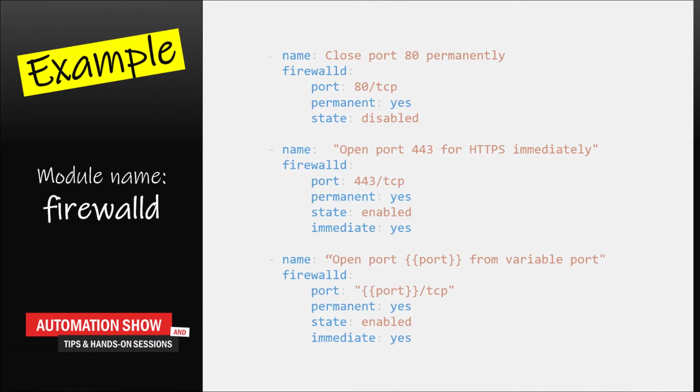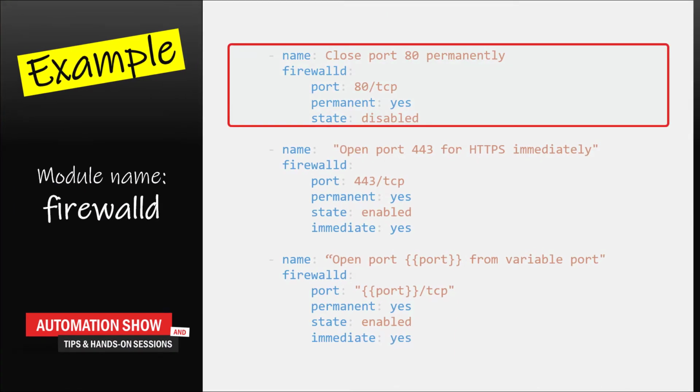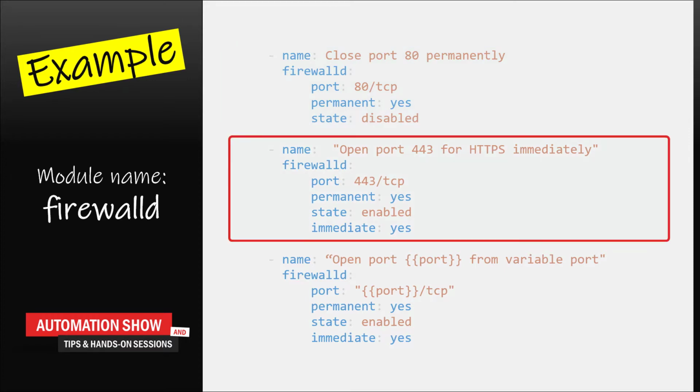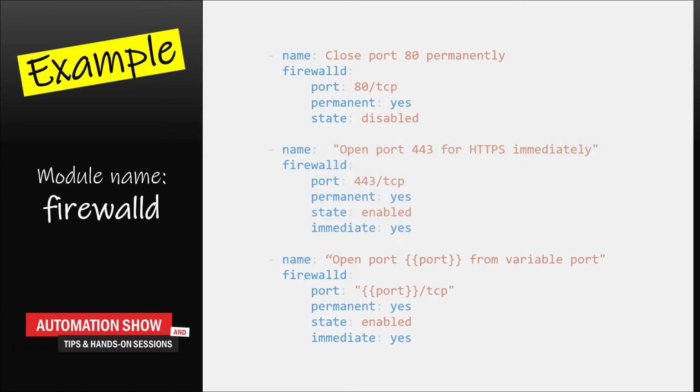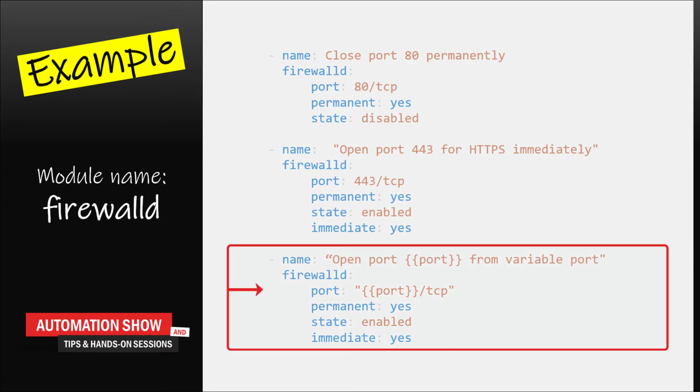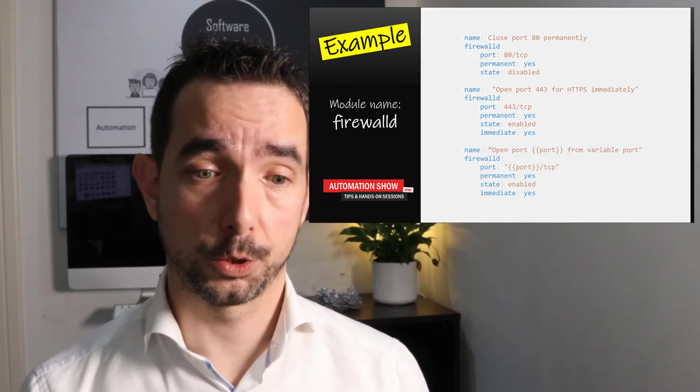We have 3 examples. Option 1 is to close port 80 and make this permanent. The second example makes sure that the HTTPS port 443 is opened immediately. So in the previous example, port 80 will stay active until the firewall daemon has reloaded the rules or has been restarted. The second example makes it active immediately. And you can also use, of course, variables also for ports.